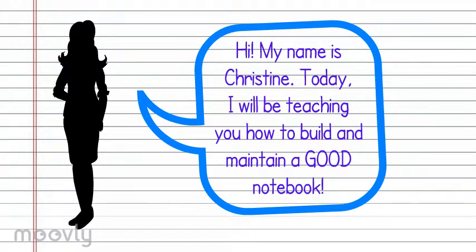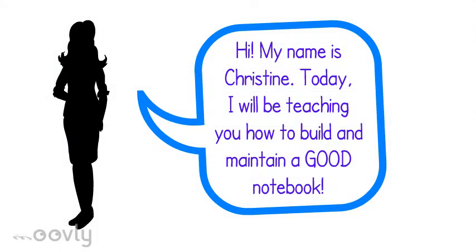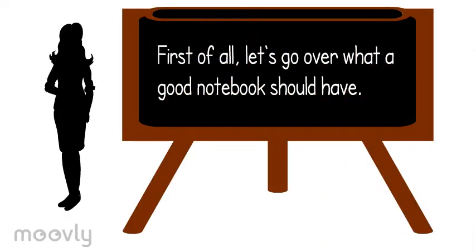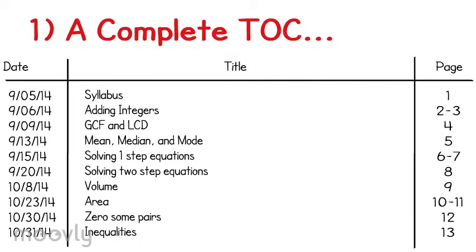I am an 8th grader from the Hawkeyes, and today I will be showing you how to build and maintain a good notebook. First of all, let's go over some things that a good notebook should have. Number 1, it should have a complete table of contents. This is what binds your notebook together, and when I say complete, that means that every entry that you enter must have the title, date, and page number.